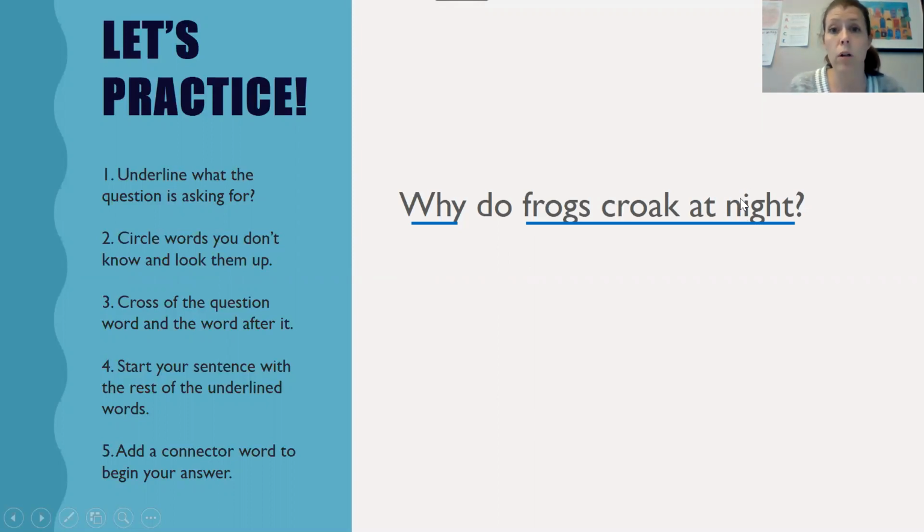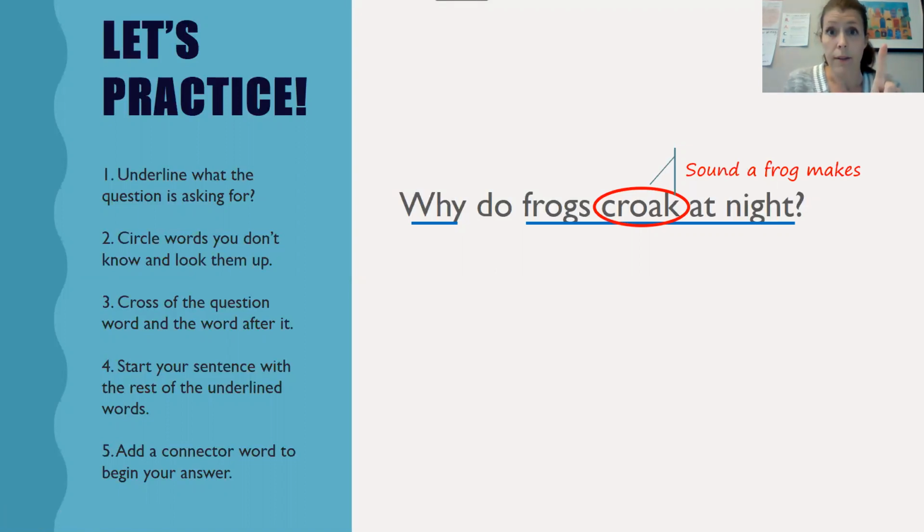Then we have to circle words we don't know. Croak. Then we look it up. Means sound a frog makes. Then we're going to reread the question to see if it makes better sense now that we know the words. Why do frogs make a sound at night? Okay, I got it. Now I can answer it. I understand what the question is asking.